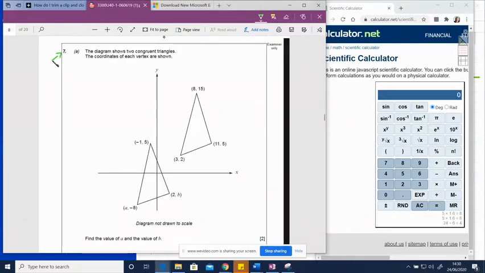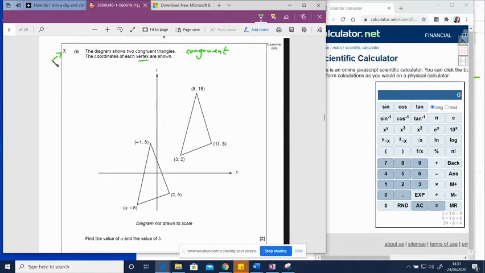Question 7. Question 7 tells us that the diagram shows us two congruent triangles. Now, congruent means the same. It just means that they have sides of the same length. They can be reflections of each other, but the shapes are essentially exactly the same: side lengths, the same angles, etc. It tells us that the coordinates of each vertex are shown.